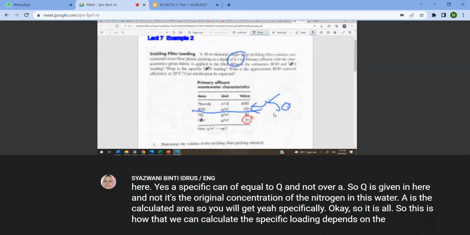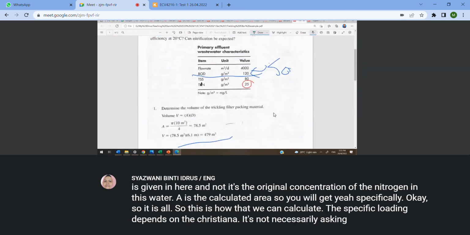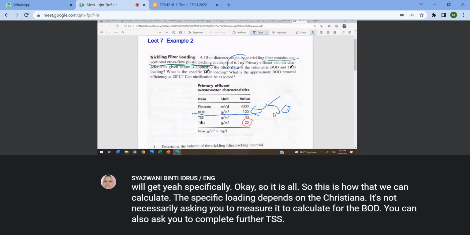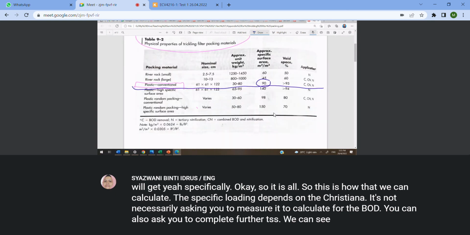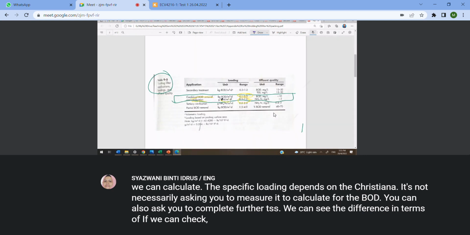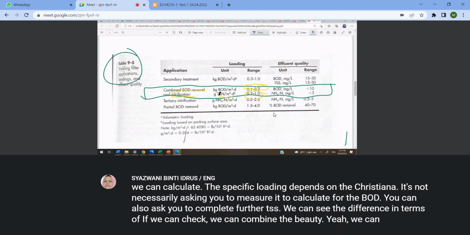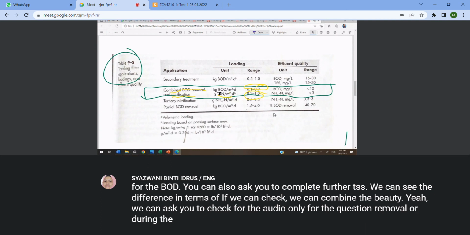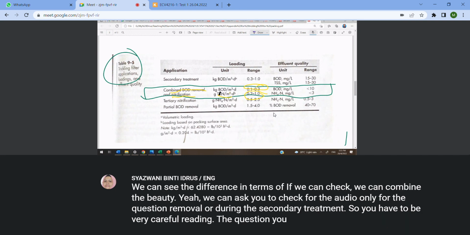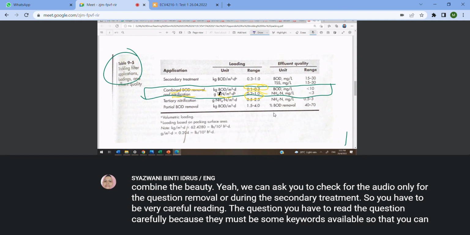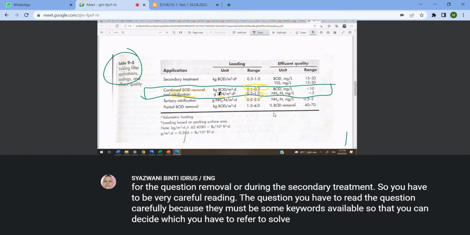Depending on the question, it's not necessarily asking you to calculate for the BOD. We can also ask you to calculate for the TSS. We can ask you to check for the BOD only, for the partial BOD removal, or during the secondary treatment. So you have to read the question carefully because there must be some keywords available so that you can decide which row you have to refer to solve this question.